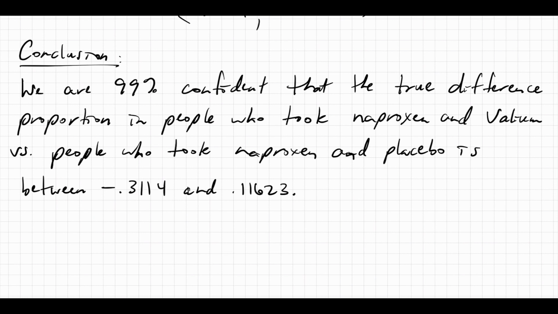Okay, I'll stop right there for a second because that's all fine and dandy, but they're going to ask you questions based off of this. So we really need to understand what this means. Okay? We are 99% confident that the true difference proportion in people who took naproxen and Valium versus the people who took naproxen and placebo is between negative 0.3114 and 0.11623. What does that mean?